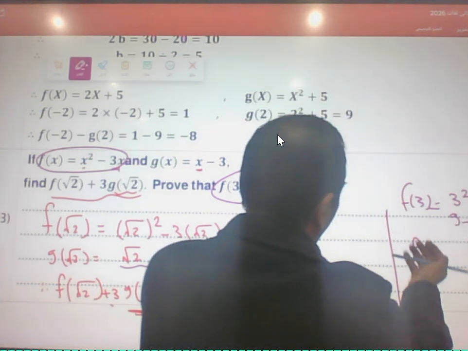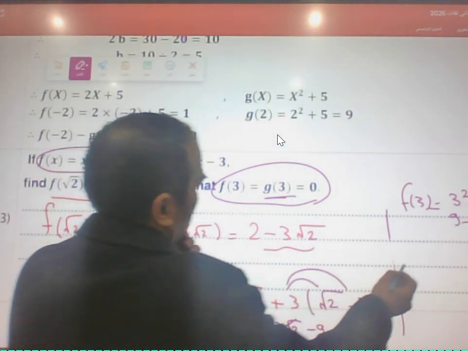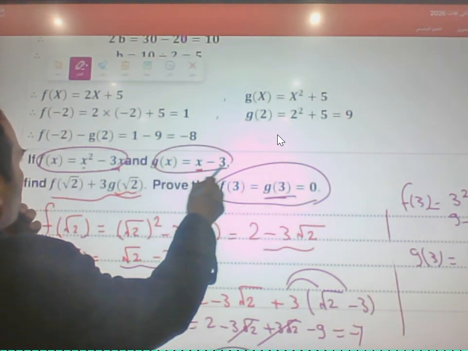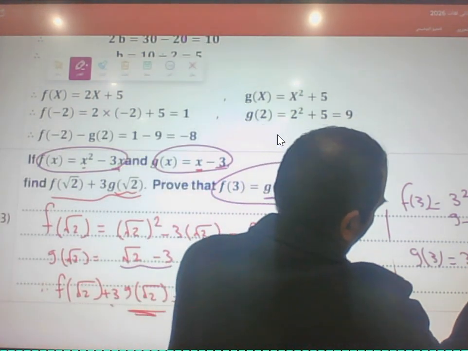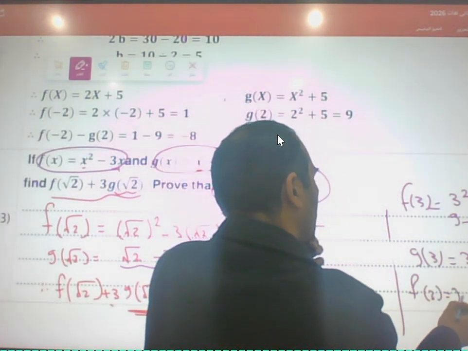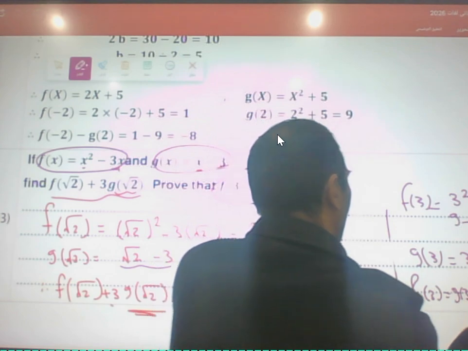And the second function here, g of 3. G of 3, what's the value of x here? Equals 3. This function, 3 minus 3 equals 0. Then f of 3 equal g of 3 equal to 0.